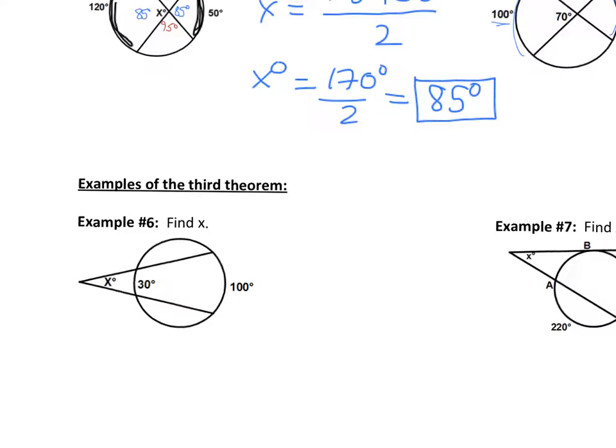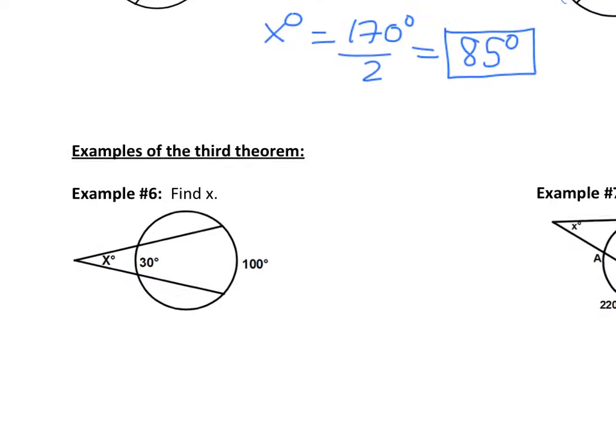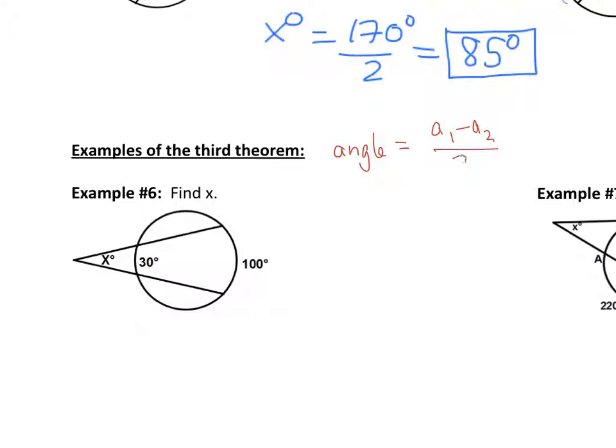So let's look at some examples of the third theorem. The third theorem says if you have two secants, a tangent and a secant, or two tangents that meet on the exterior, then the angle that's formed by those two is going to be half the difference of the two arcs. And then again, they have to meet on the outside, and they have to be two secants, two tangents, or one of each.